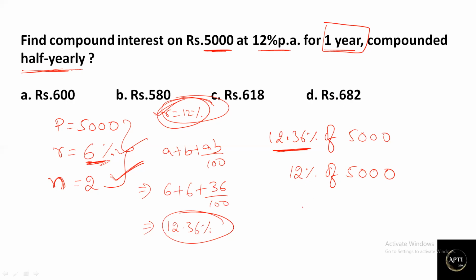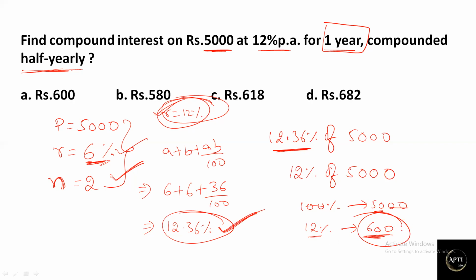If 100% is 5,000, can I say that 1% is 50? Just for your understanding, I'm writing it. If 100% is 5,000, what is the value of 1%? 1% is 50. Clear? So what is 12%? 12 times 50 is 600. So 12% is 600. But what is our compound interest? It is 12.36%. If 12% is 600, 12.36% is slightly greater than 600.